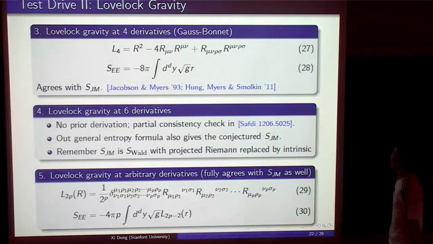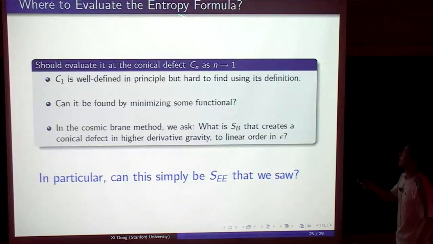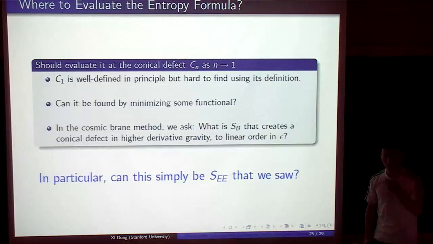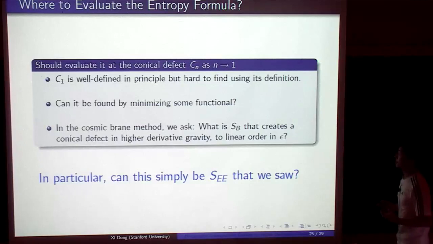I'll just very briefly talk about how to evaluate the minimization, for the sake of time. So maybe I started 5 minutes after. The location where we should evaluate this formula is in principle well defined, because one can solve the equation of motion, figure out where the conical defect is, then analytically continue and take the limit n goes to one. But this is hard to find out, and it's not efficient. So it's very desirable to be able to find the location of the conical defect as n goes to one by some other way. In particular, it'd be nice if it can be determined from minimizing some function.